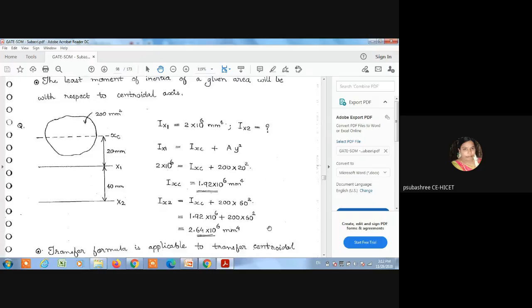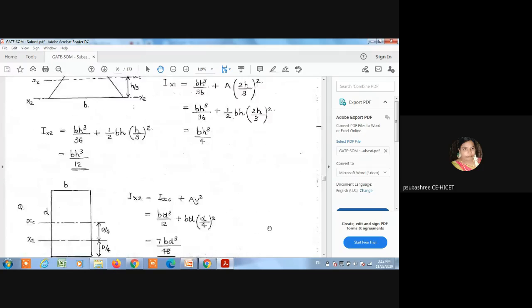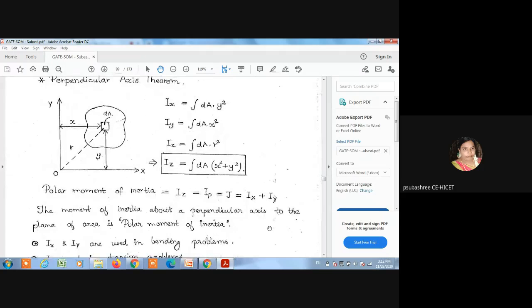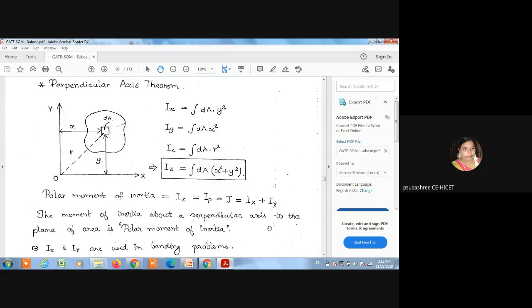The perpendicular axis theorem means the moment of inertia about a perpendicular axis to the plane of the area is the polar moment of inertia. The polar moment of inertia is also denoted by capital J. So moment of inertia is denoted by capital I, and polar moment of inertia is denoted by J.